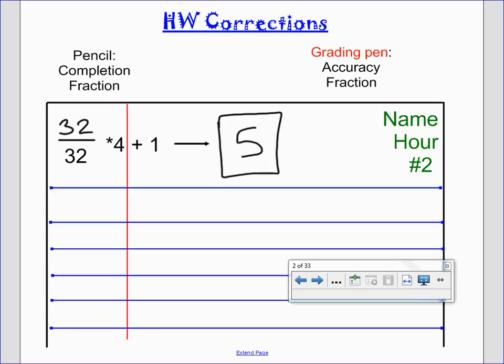Now we're going to go ahead and switch over to our grading pens. With our grading pens, we keep track and get an idea of about how well we're doing. We write an accuracy fraction at the end. Out of how many we did, we're going to make an accuracy fraction. If you did all 32, my accuracy fraction will be out of 32. If you only did the worksheet, your accuracy fraction will be out of 11. Your accuracy fraction is always out of the number you did.